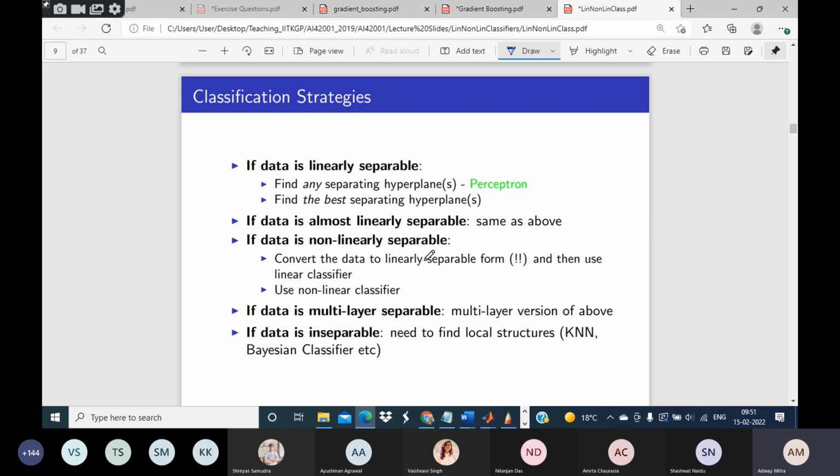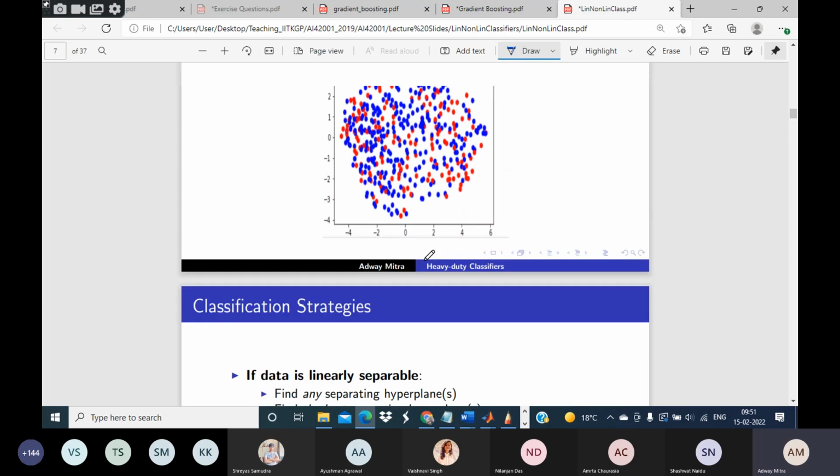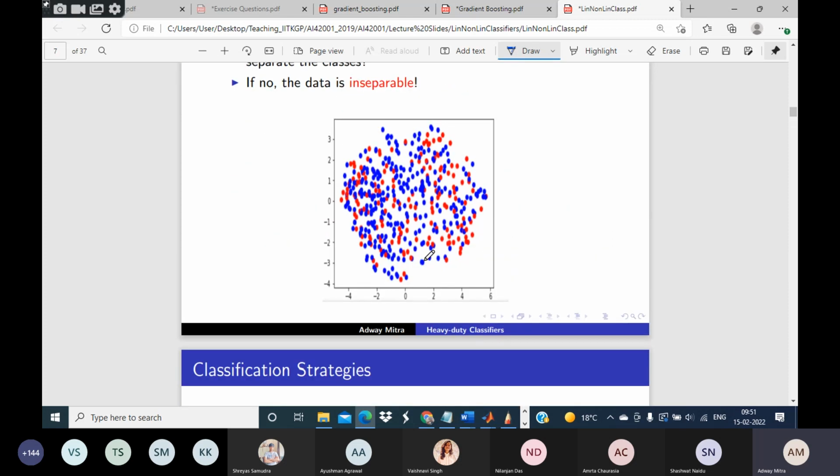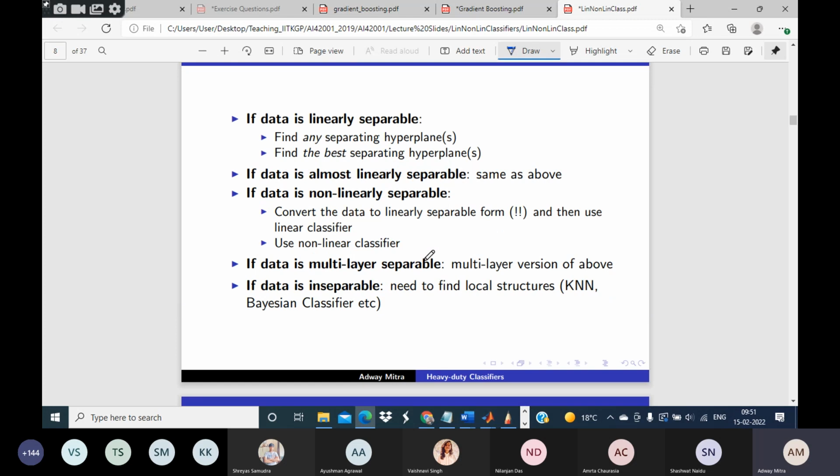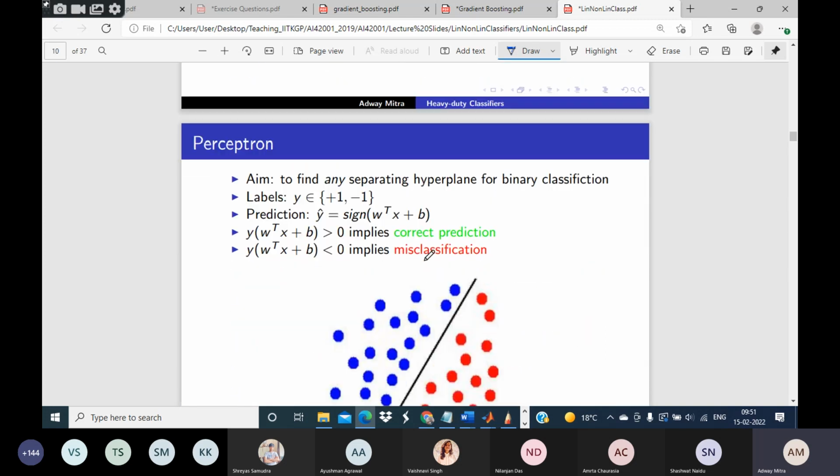But to do the classification in this case, it is enough to find any separating hyperplane. Of course, we do not know a priori what that hyperplane is or how many such hyperplanes there are. It need not be unique. So basically we have to find some hyperplane, any hyperplane, which can separate the two classes like this.